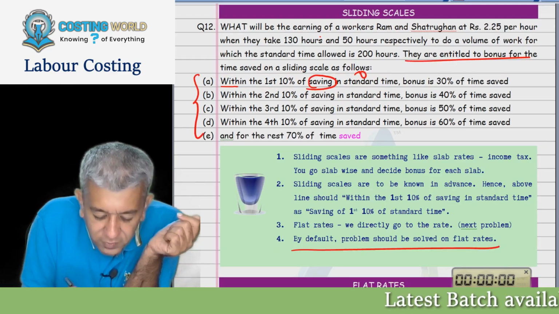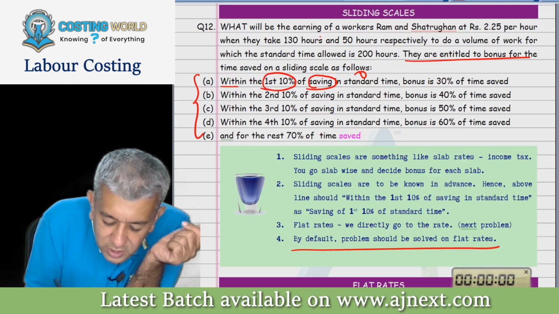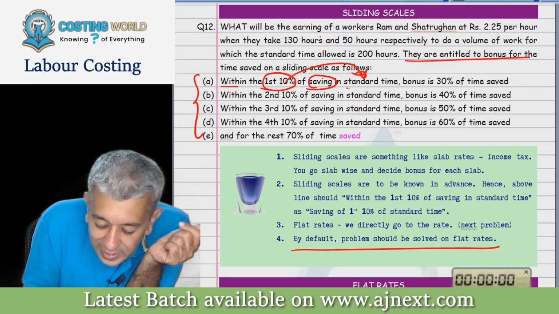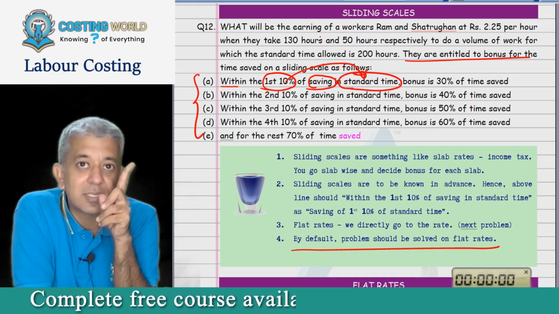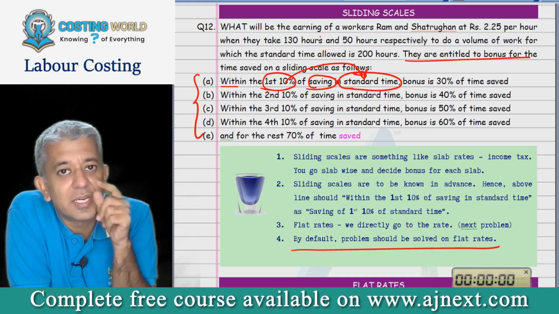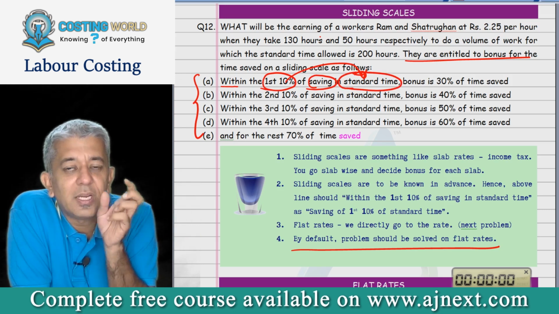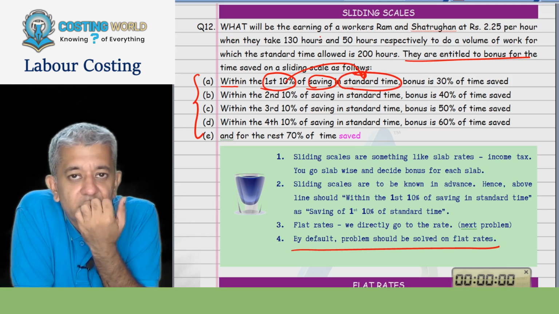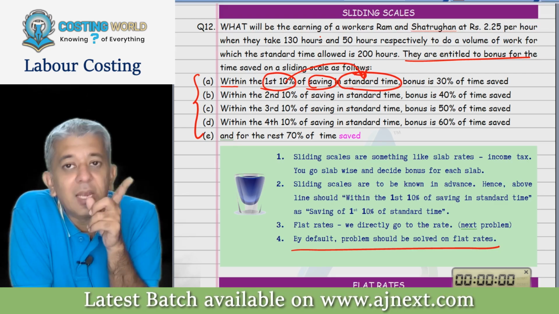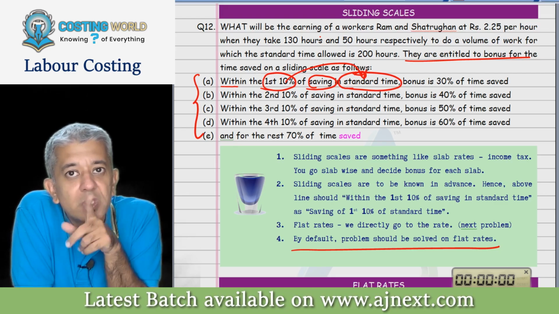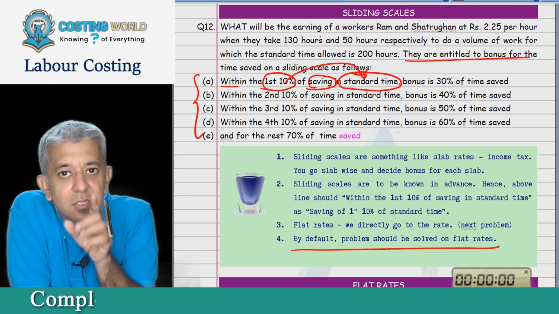Saving of first 10% in standard time. If you try to interpret like this, saving of first 10% in standard time, tell me one thing, 10% of standard time is how much? 20 hours. So it will come to your mind, have you saved the first 20 hours? Is it all okay?